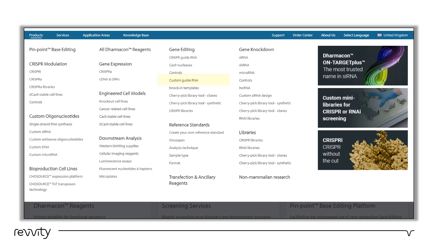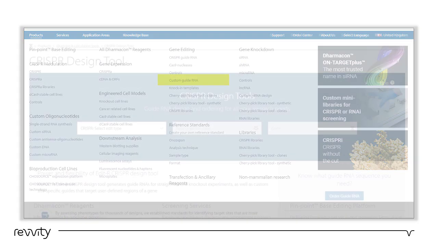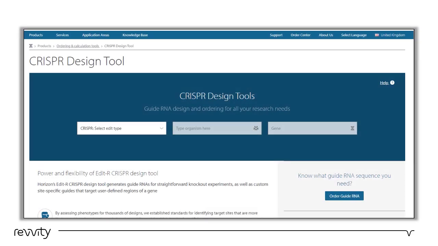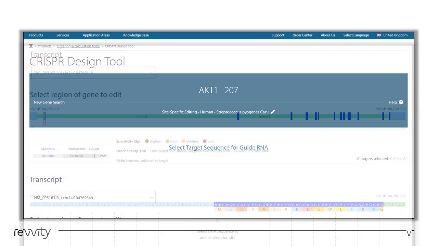If you need to find the most specific guide in a particular region for knock-in experiments, or if you're working with an unusual species, the custom guide RNA design tool can help. It uses the same Dharmacon algorithm, so you can be confident that you have the best guide RNAs for your experiments.